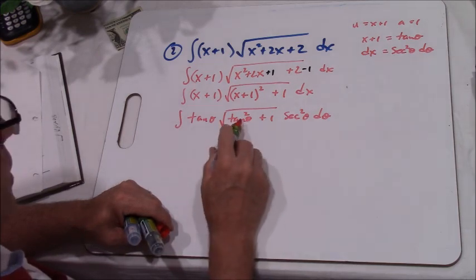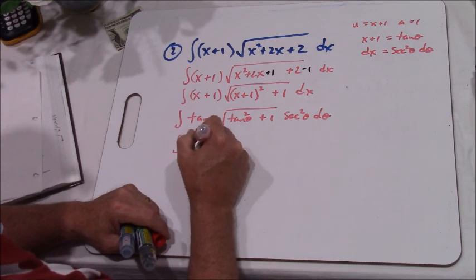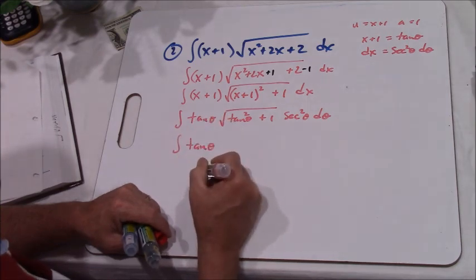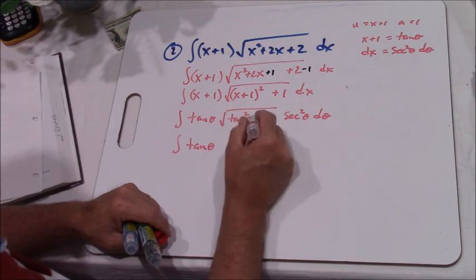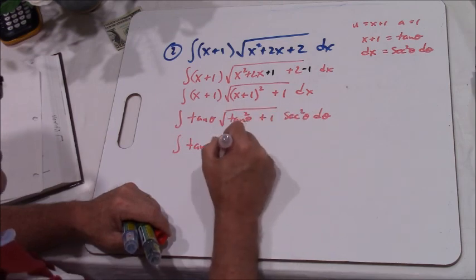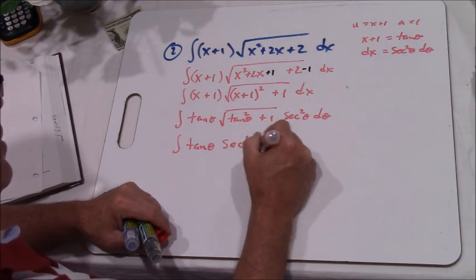All right, so this would become a secant squared. So what I have is the integral of a tangent theta. Secant squared, the square root of that is a secant, times a secant squared, that would be a secant cubed of theta, d theta.